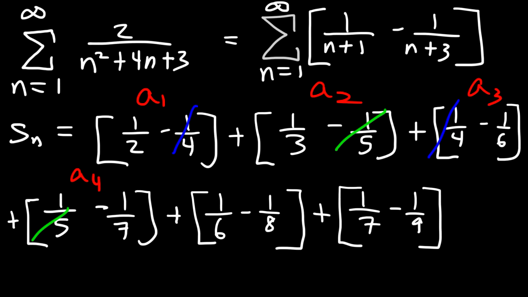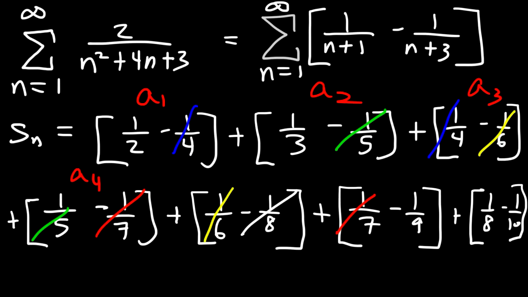So we can cancel negative 1 over 7 and positive 1 over 7. We can also cancel negative 1 over 6 and positive 1 over 6. Now if we continue, the next one is going to be 1 over 8 minus 1 over 10. So we can also cancel negative 1 over 8 and positive 1 over 8. So it seems as if we can cancel everything except the first two numbers or first two fractions.